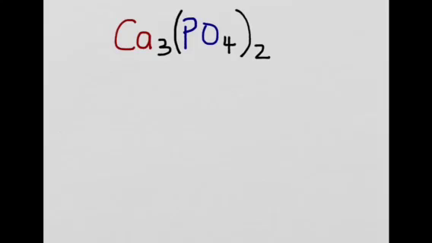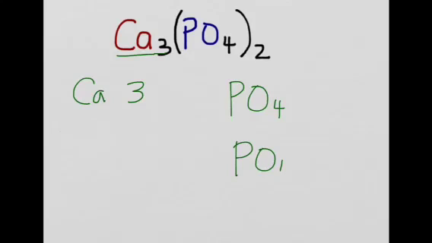So let's count the atoms in calcium phosphate. How do we do it? Well, we know how to count these. In calcium, there are 3 atoms of calcium because of that subscript. But phosphate, there are 2 phosphate clusters, which means there are 2 PO4s in the compound, which means that we have 2 atoms of phosphorus and we have 8 atoms of oxygen.